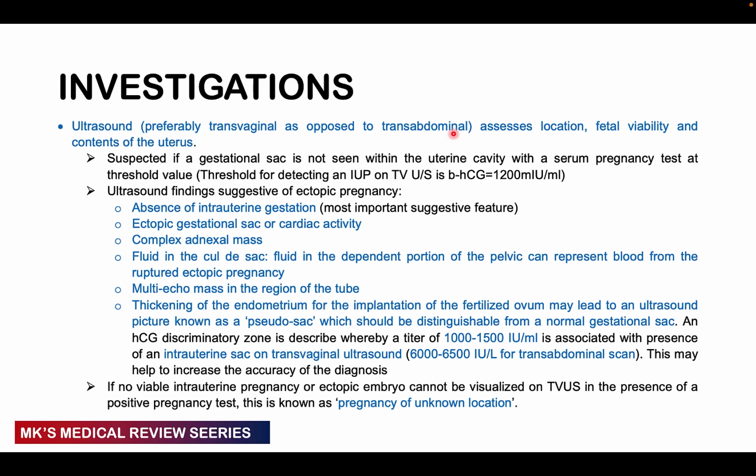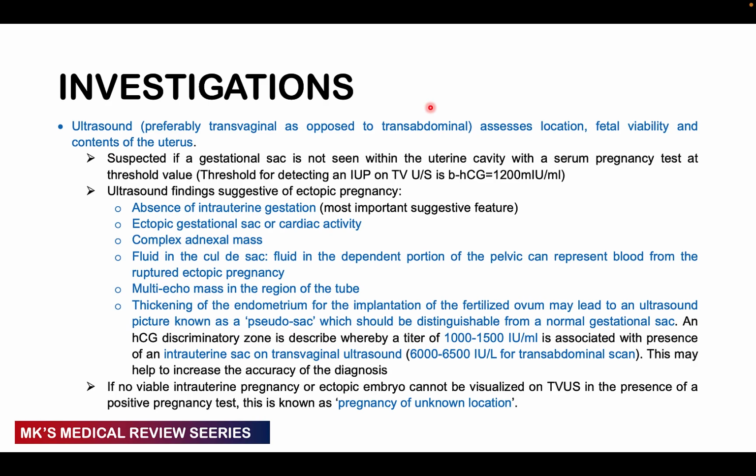You also want to do an ultrasound, preferably a transvaginal as opposed to a transabdominal. This is going to help you assess the location of the ectopic pregnancy, the fetal viability, as well as the contents of the uterus. In most of our cases, we often do transabdominal ultrasounds in our setup. And of course, this is going to be suspected if you look at the uterine cavity and the gestational sac is not present within the uterine cavity.